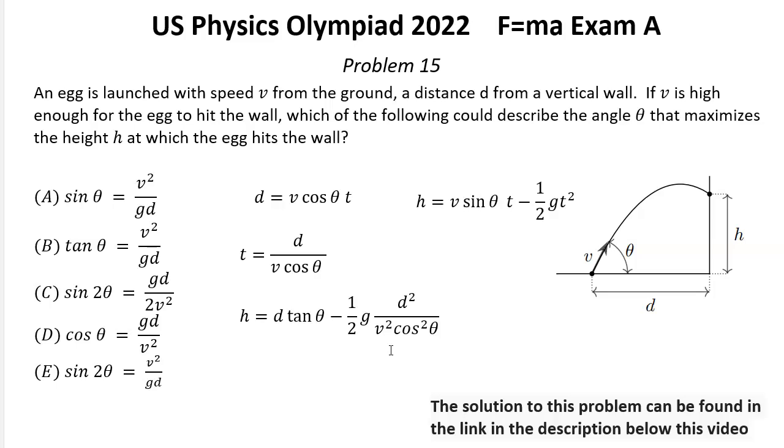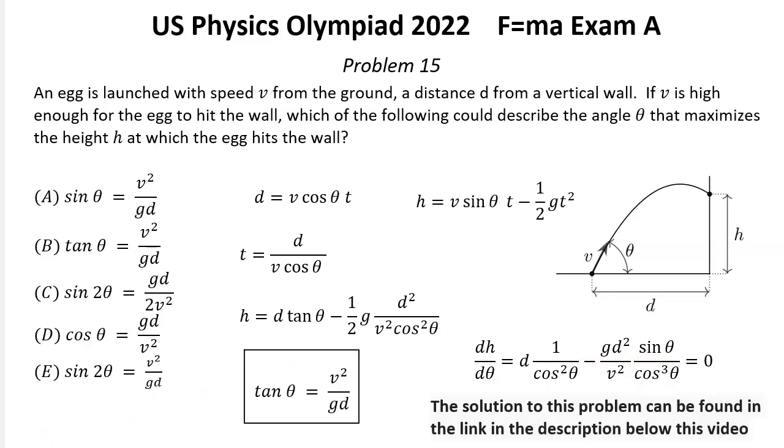Now to find the maximum of this height, we need to take the first derivative with respect to theta and equate it to 0. That will be this expression. And from here we can easily find tangent theta. We have tangent theta equal to v squared over gd. That's answer B, and that was the solution for problem number 15.